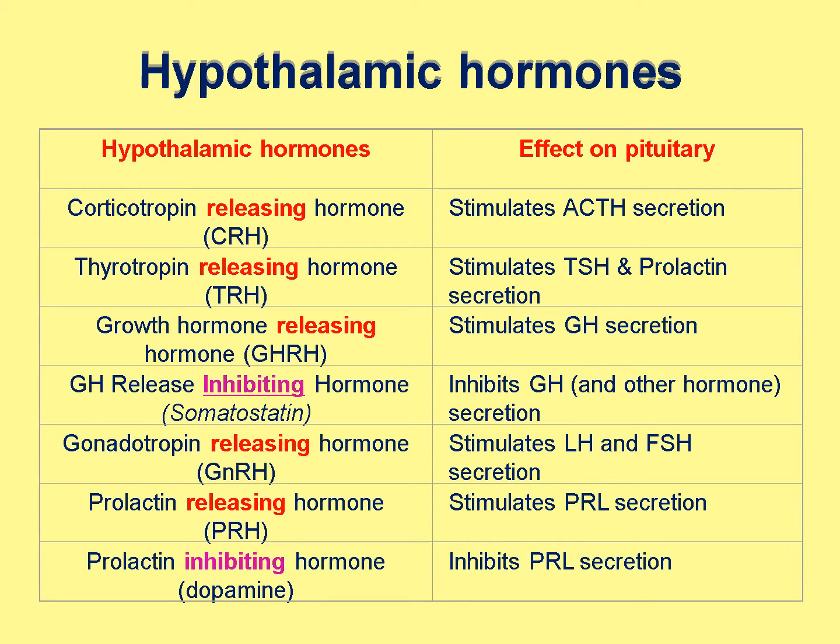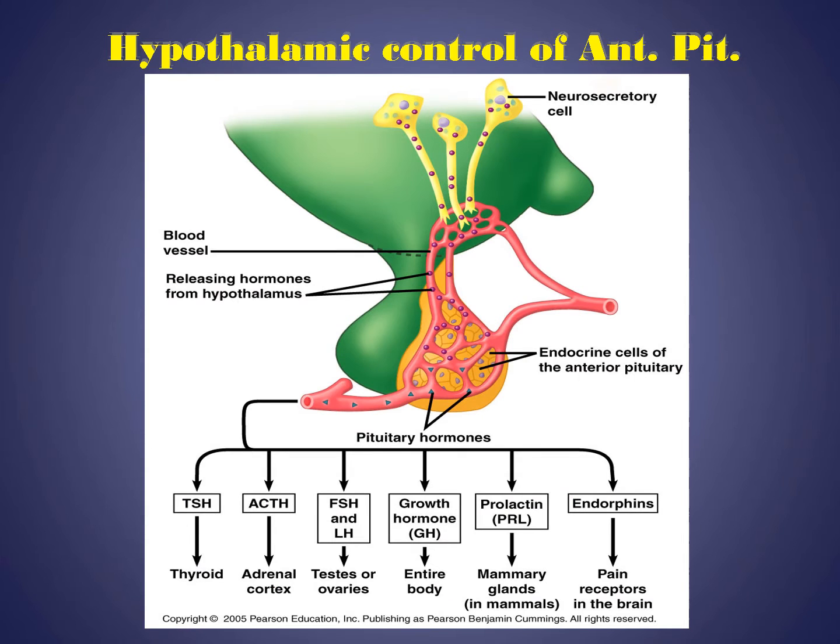For gonadotropins, we have gonadotropin releasing hormone, which stimulates the secretion of LH and FSH. And for prolactin, we have two opposing hormones, either prolactin releasing hormone to stimulate prolactin secretion, or prolactin inhibiting hormone to inhibit prolactin secretion. All these hormones are hypothalamic hormones secreted to regulate the secretion of the pituitary gland.